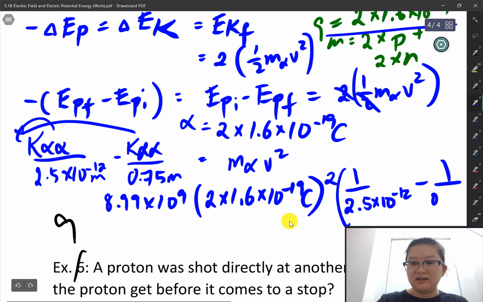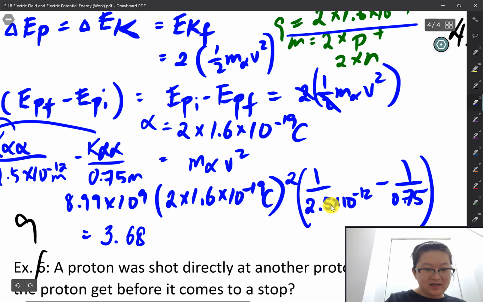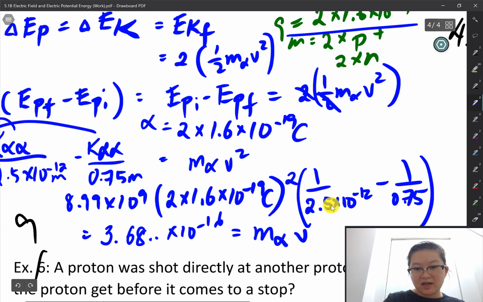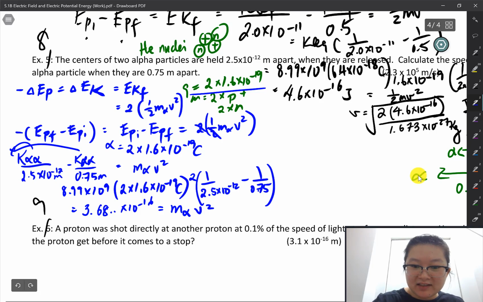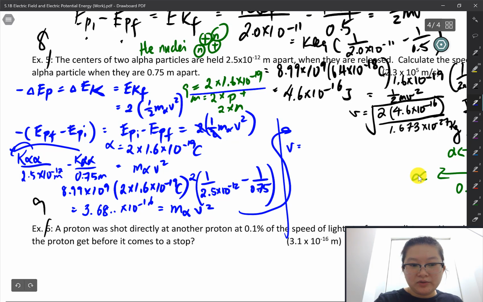It's not hard, it's just ugly, okay? So I'm going to calculate this first, just to get it out of my way. So I get 3.68 times 10 to the power negative 16, and this is going to be the mass of an alpha particle times its speed squared. Do I have space over here? Hopefully. Okay, let's divide this here. And if I want to solve for the speed, it is going to be equal to 3.68 times 10 to the power of negative 16 here. Hopefully that number is right. Divided by the mass of an alpha particle.